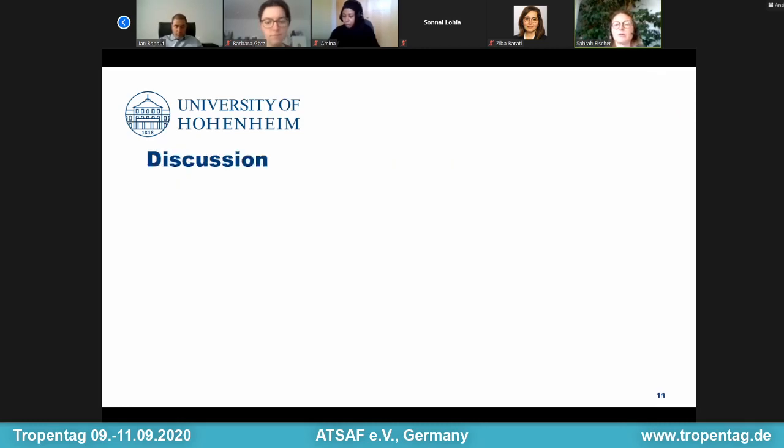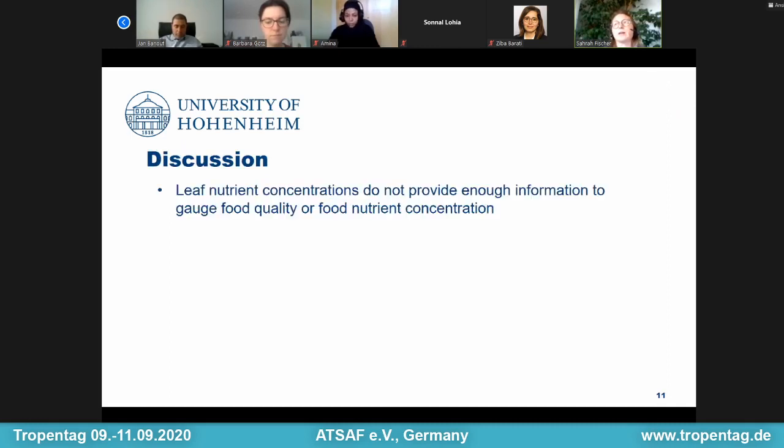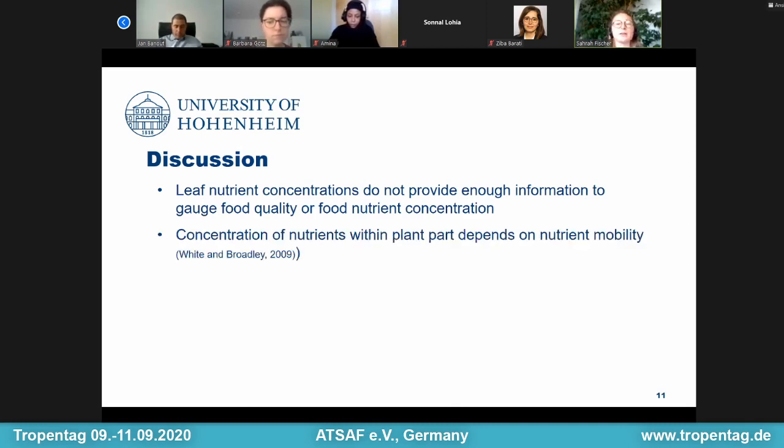So to put all of that information together, the leaf nutrient concentrations don't actually provide enough information to gauge food quality or food nutrient concentration in the different crops measured. And this is mainly due to nutrient mobility. In the vascular system of the plant, there's the xylem and the phloem. Simply put, the xylem transports water and nutrients in one direction from the bottom to the top of the plant, whereas the phloem can move nutrients laterally as well.